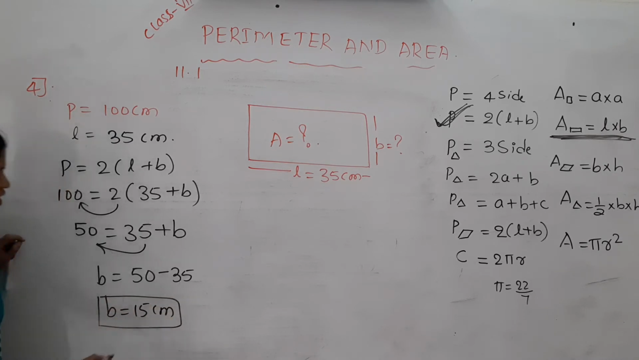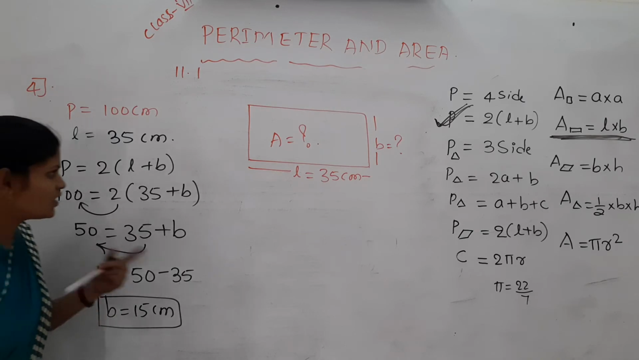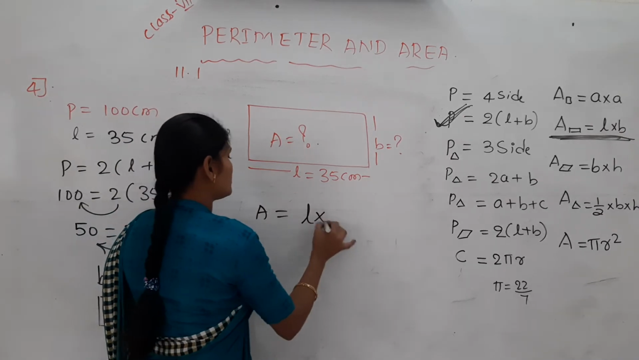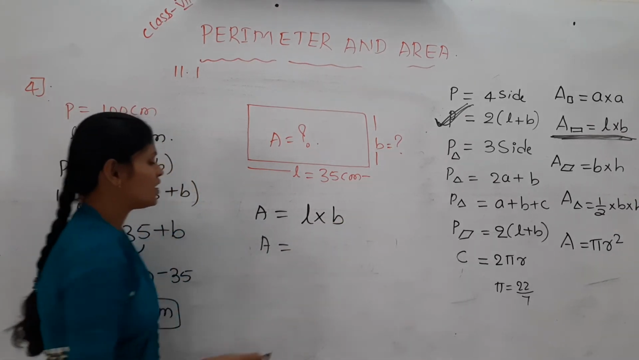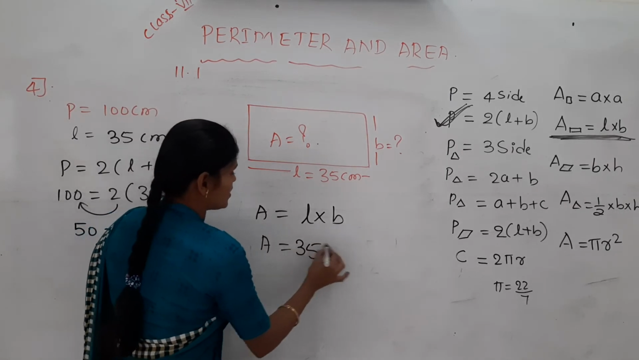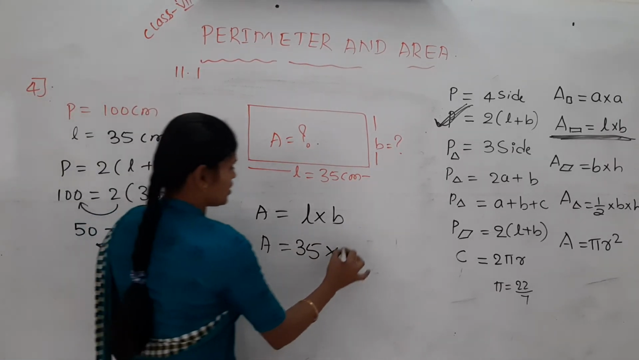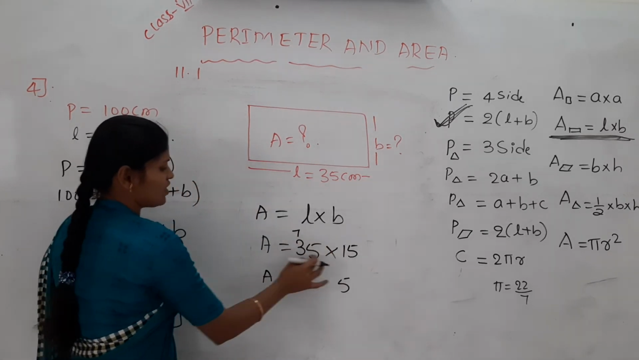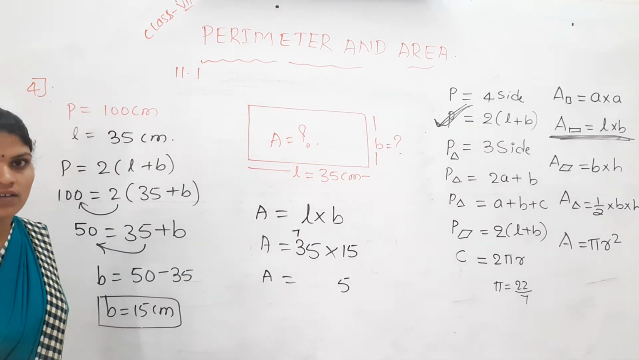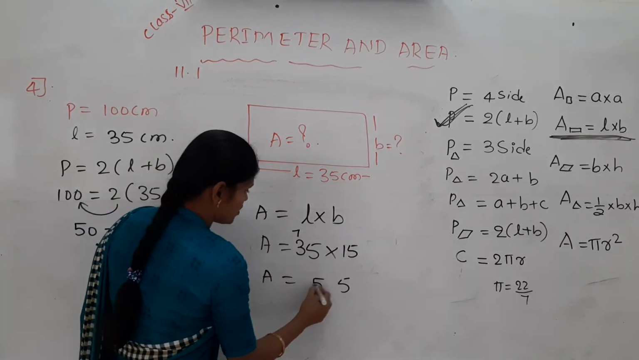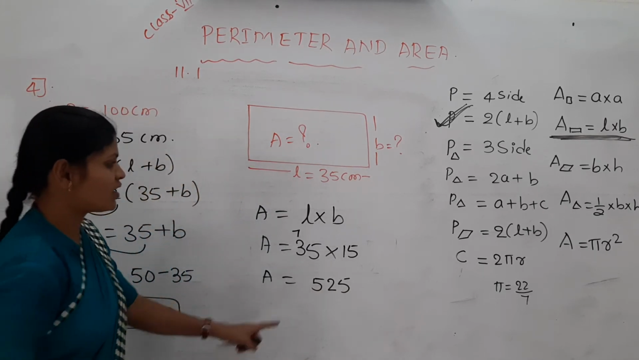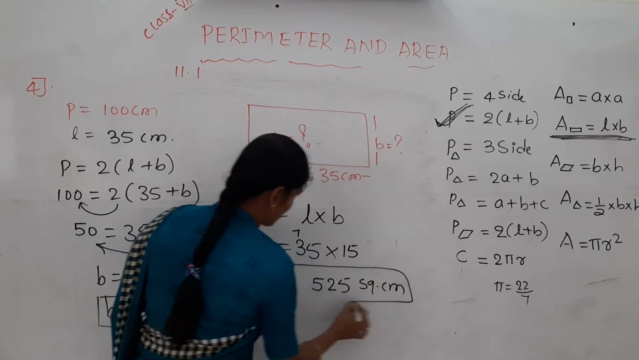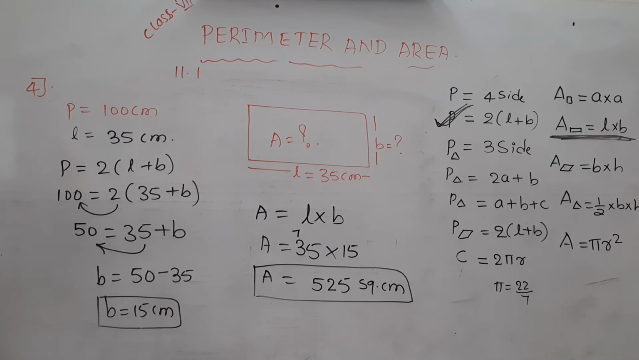What is the breadth of the rectangle here? 15 centimeter. Then you can find its area. Area of the rectangle is length into breadth. Length is 35 and breadth is 15. 15 fives are 75, 7 carry. 15 threes are 45, 45 plus 7 is 52. So its area is 525 square centimeter. Just pause it and take this answer.